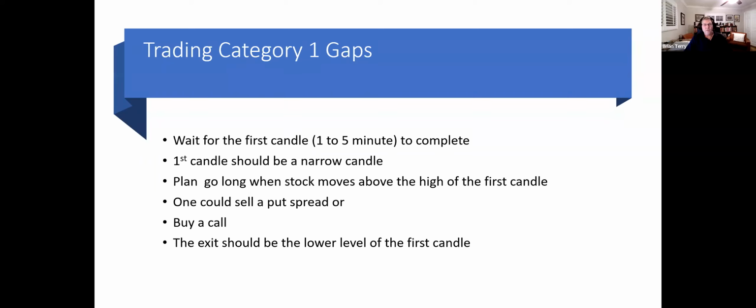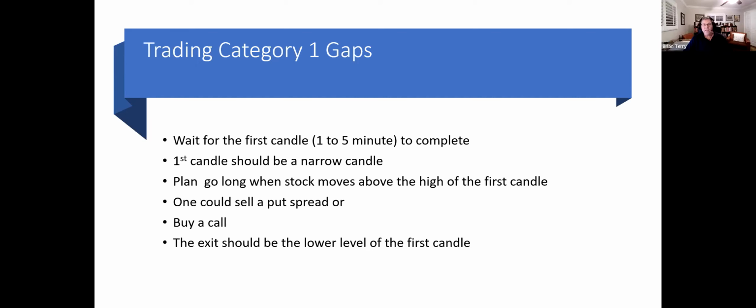So he goes long when the stock moves above the first candle, and these are category 1 trades. As an options trader, if I see a category 1 gap after earnings, I'm probably going to sell a put spread. If it's a shorter trade, I'm probably going to buy a call or a call spread. And then I would exit if the gap faded and it moved below; then I would say it didn't work and I would exit the trade.